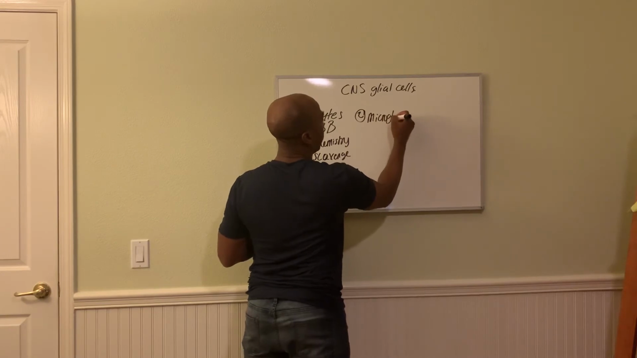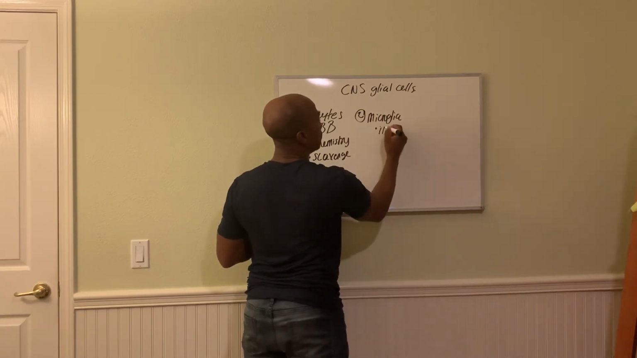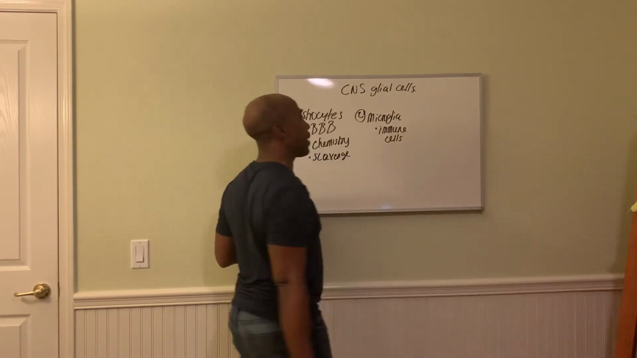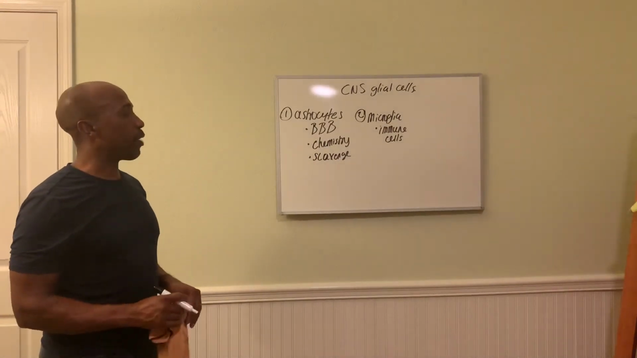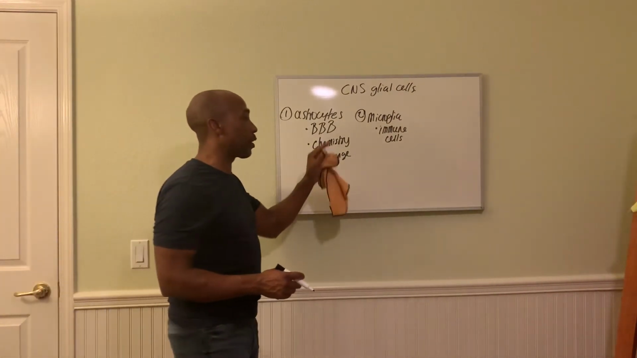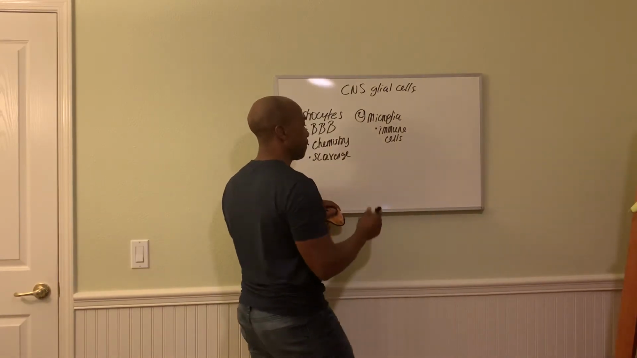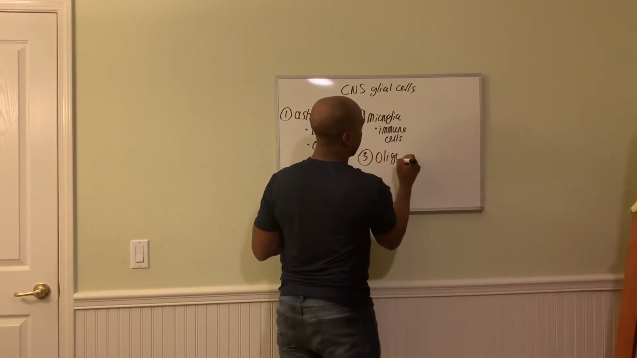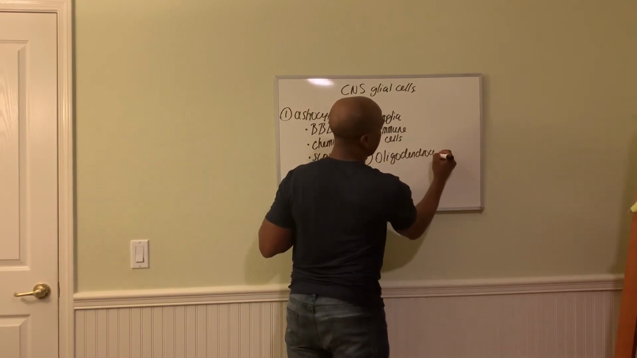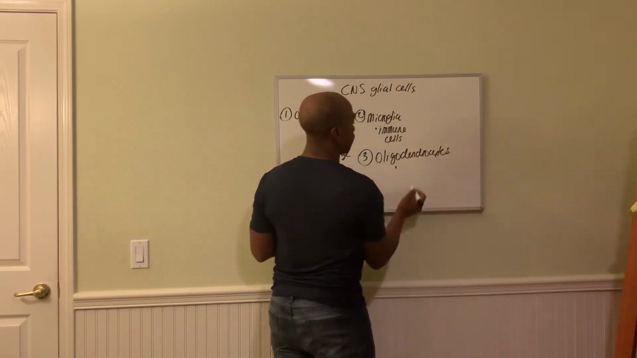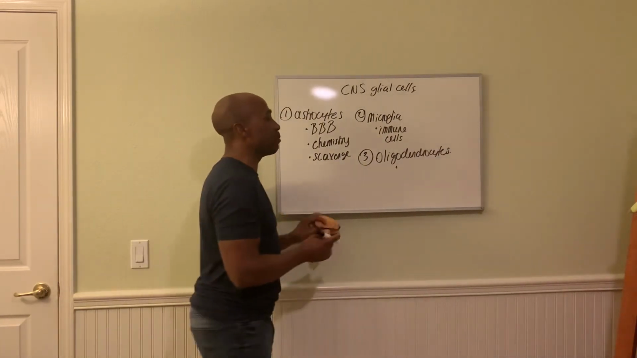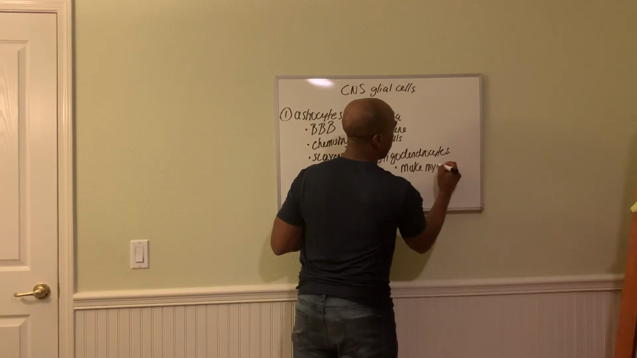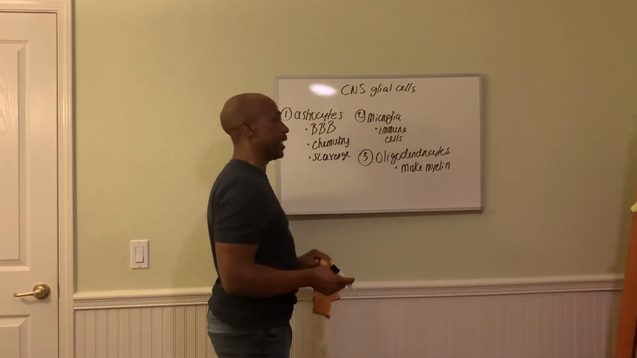Then we have your microglia. The microglia act as the immune cells of the brain and spinal cord. They're the ones that fight your bacterial meningitis, your brain cancers, okay, controlled or fought off by your microglia. Then we have your oligodendrocytes. These cells have the job of making myelin. So they make myelin that covers the axons in the CNS.